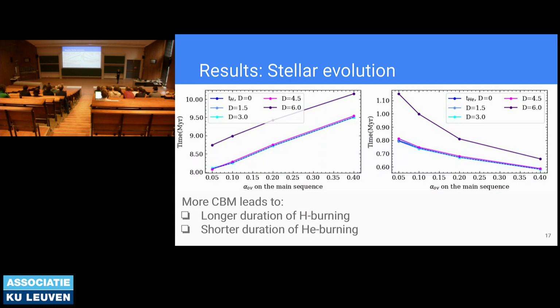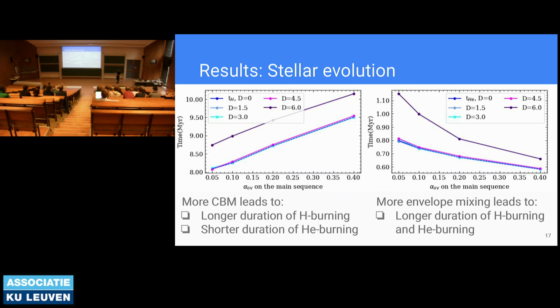And this is because if you have a longer hydrogen burning, you get a more massive hydrogen depleted core or helium core. And then when you start burning helium, your core is heavier, so it burns quicker. So this makes complete sense.